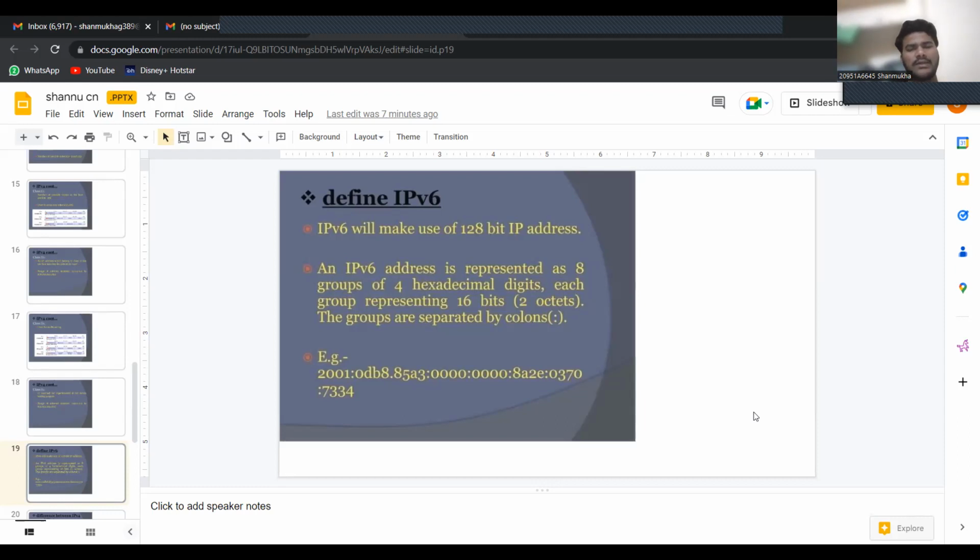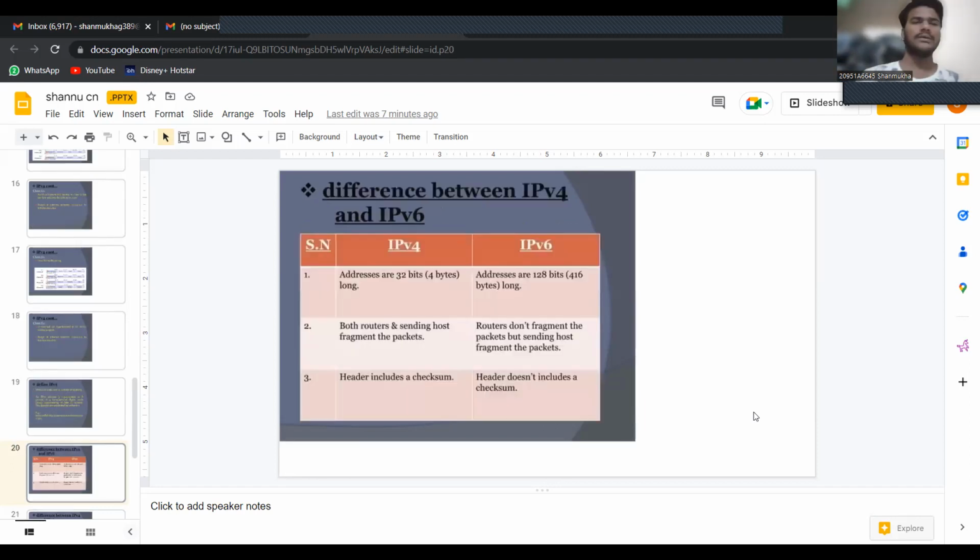Example: 2001:0db8:85a3:0000:0000:8a2e:0370:7334. Here is the difference between IPv4 and IPv6 addresses. IPv4 addresses are 32 bits, meaning 4 bytes long, and in IPv6, addresses are 128 bits long, meaning 16 bytes.